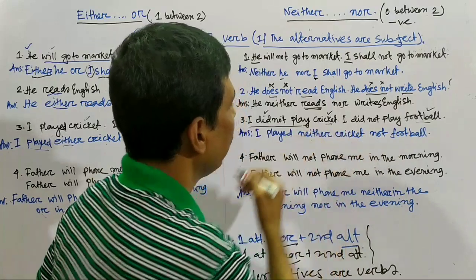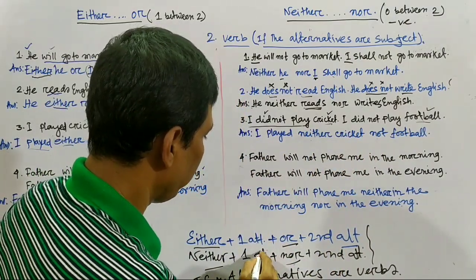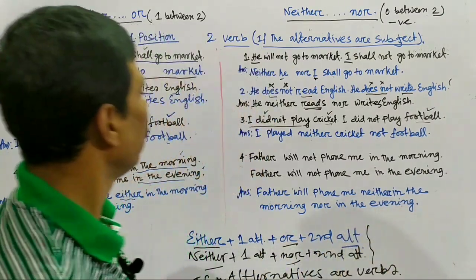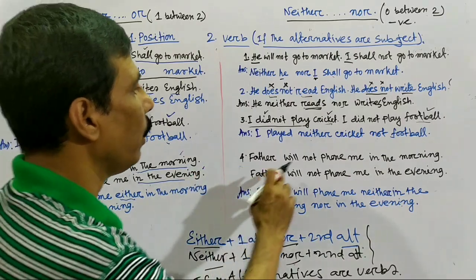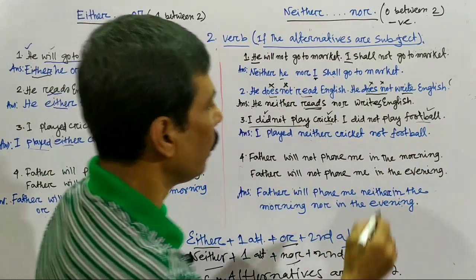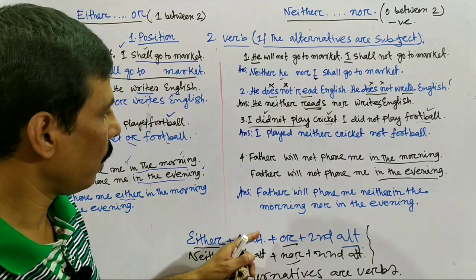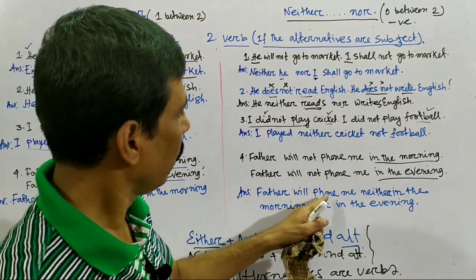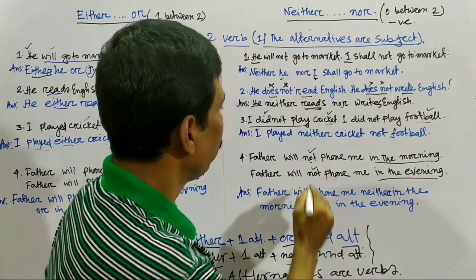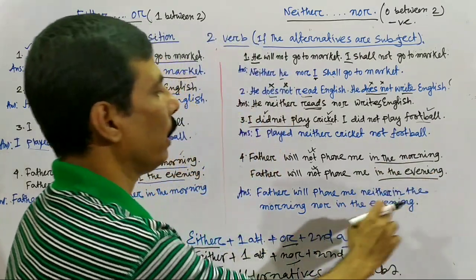The alternatives are here. Follow the rules: neither plus first alternative, nor plus second alternative. Again number 4: father will not phone me in the morning, father will not phone me in the evening. So the alternatives are in the morning and in the evening. So the answer: as not will not be there, father will phone me neither in the morning nor in the evening.